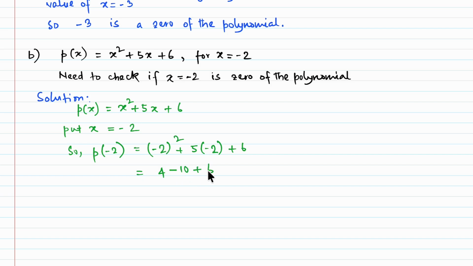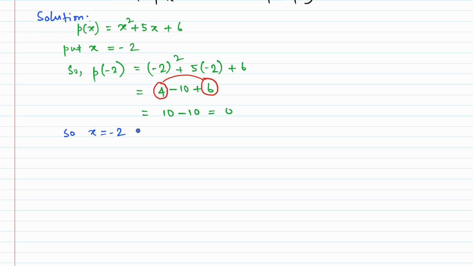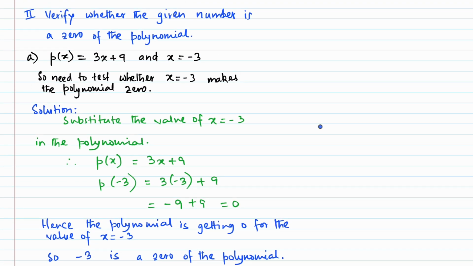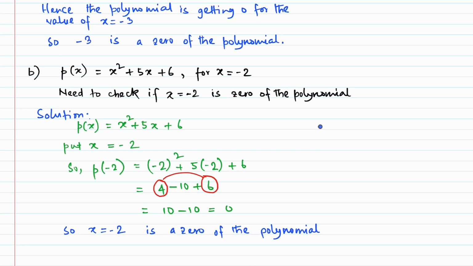4 plus, minus into plus becomes minus 10. So minus 10 and plus 6. So 4 plus 6 is 10. 10 minus 10 is equal to 0. So x equal to minus 2 is a zero of the polynomial because we are getting p(x) equal to 0. So these are the second kind of problem.